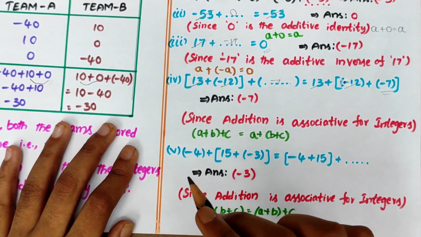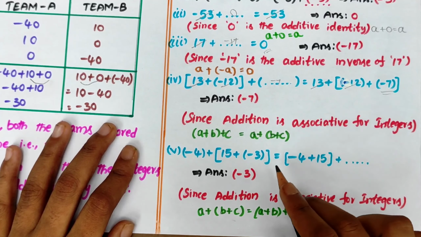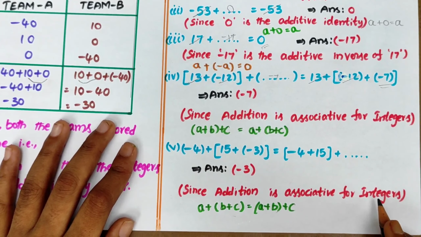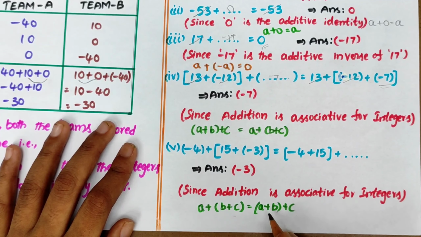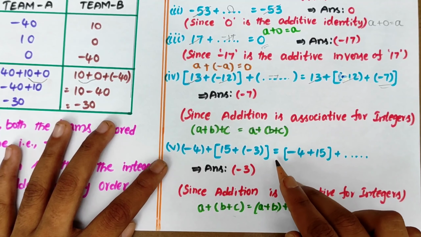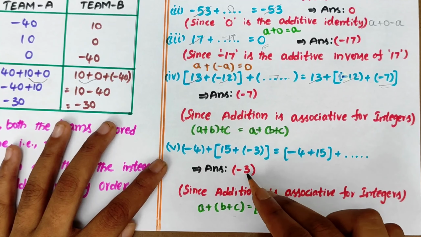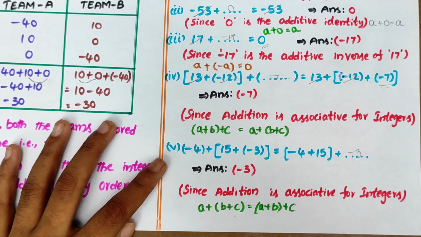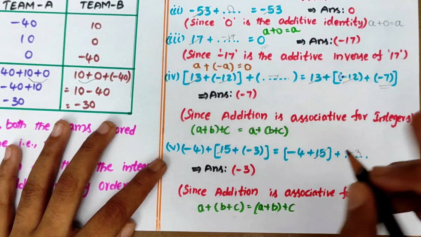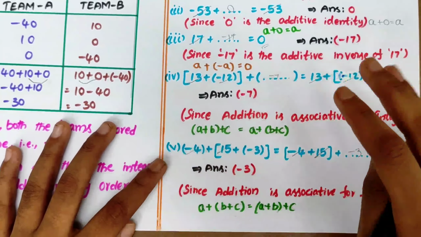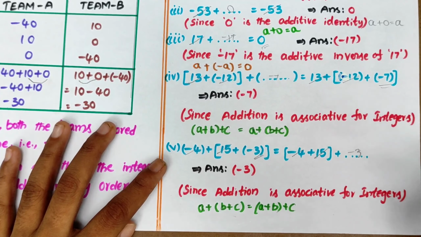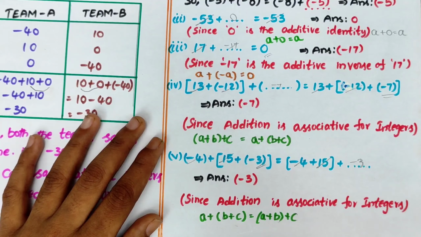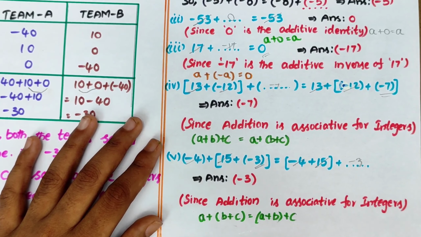Now let us see fifth bit. -4 plus 15 plus -3 is equal to -4 plus 15 plus blank. Since addition is associative for integers, that is a plus b plus c is equal to a plus b plus c. What is c here? -3. -3 is c here. So this answer is -3. The easy way: +15, +15, cancel. -4, -4, cancel. What's left here? -3. So this is the answer. Is it clear, friends? So with this fourth problem, exercise 1.2 gets completed.